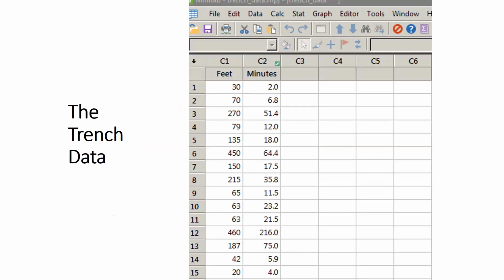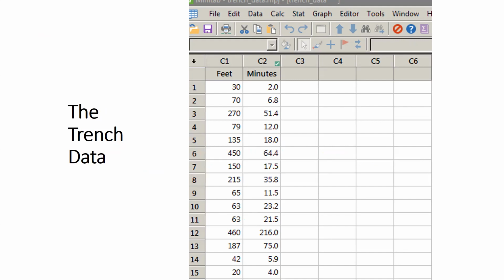So I'd like to introduce you to the trench data. This data came to me from my father, actually, who was a management consultant before he retired. And he was working on a job for a utility company. And the company was trying to establish standards for how long it should take crews to dig trenches when they were sent out into the field.